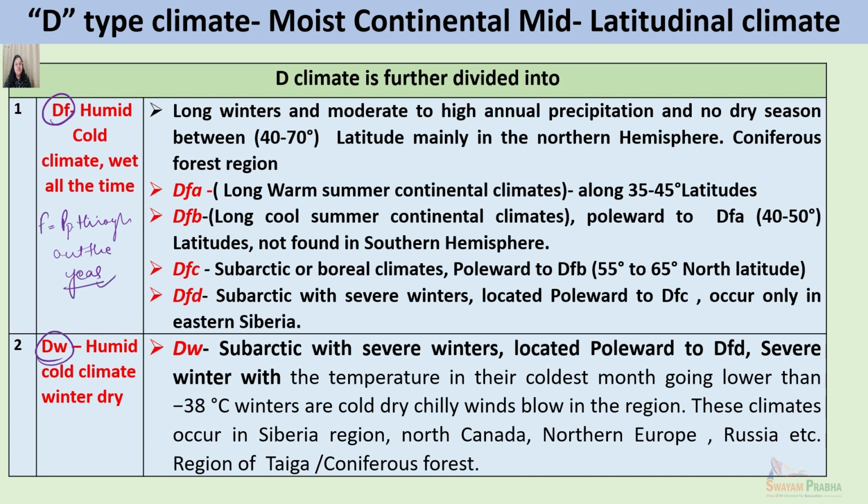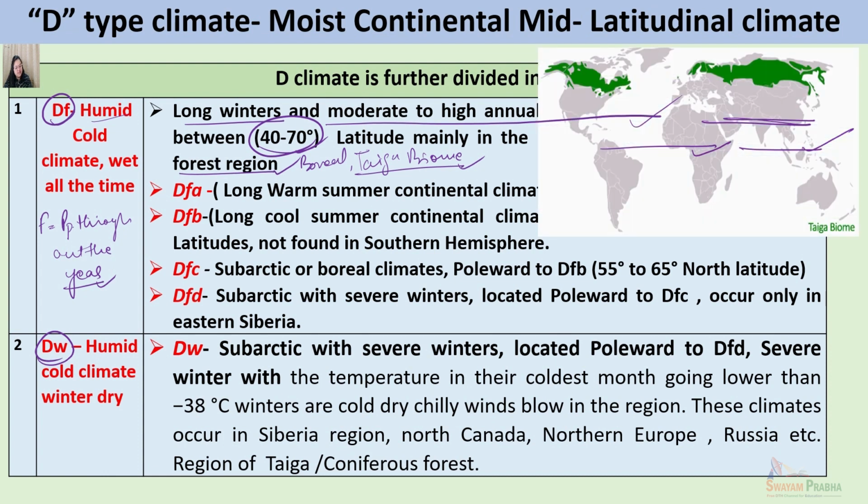So either in form of rainfall or in form of snow, the precipitation in these areas is experienced throughout the year. So you have long winters and moderate to high annual precipitation in these areas, with practically no dry season, between the 40 to 70 degree latitudes in the northern hemisphere specifically. And these areas are dominated by coniferous forests, because they receive rainfall throughout the year, or boreal forest or taiga biome. So you have extensive coniferous forest which can be seen in these areas.